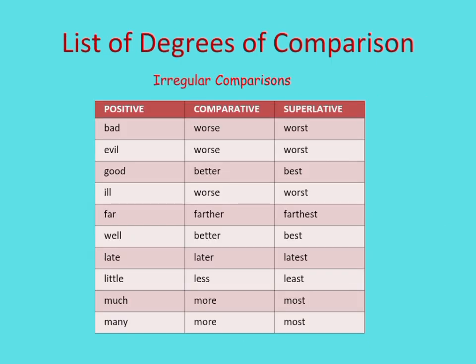There are also degrees of comparison where no rules are followed. For example, bad, worse, worst. Evil, worse, worst. Good, better, best. Ill, worse, worst. Well, better, best. Late, latter, latest. Little, less, least. Much, more, most. Many, more, most. These all are called irregular comparison.